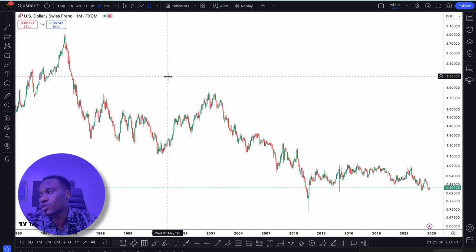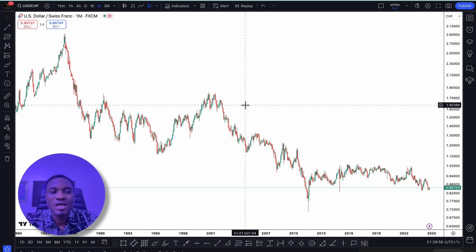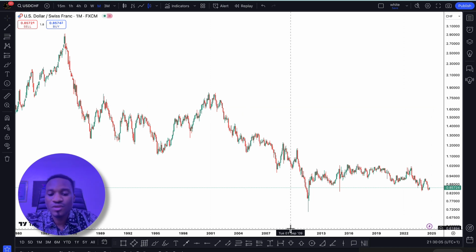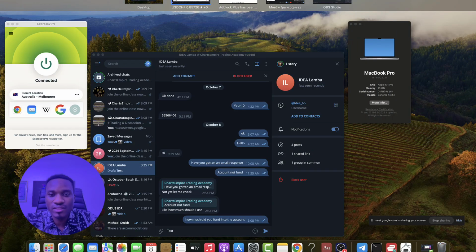Please mute your mic if you are joining us for the first time. This is how your chart should look like. Whenever I open my chart, I must not see any obstruction on the price chart. I must not find anything on the price chart. I must ensure I have a clean chart, right?